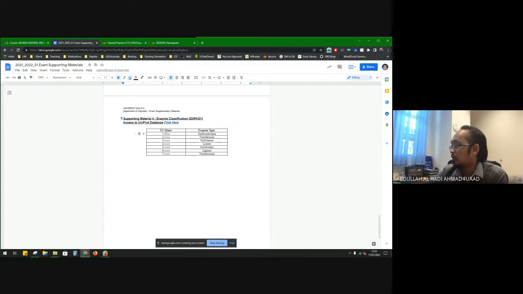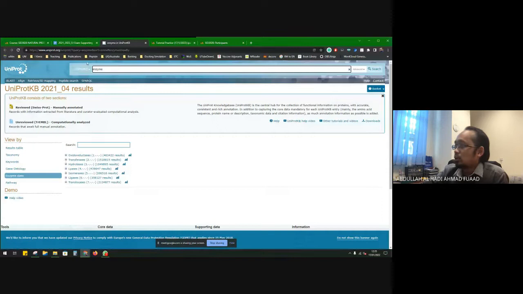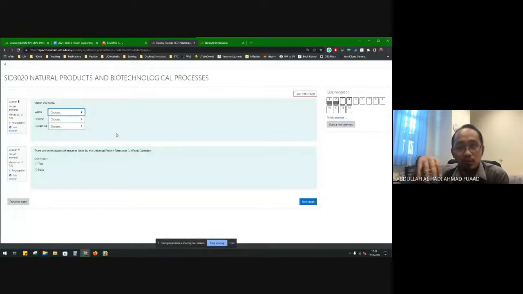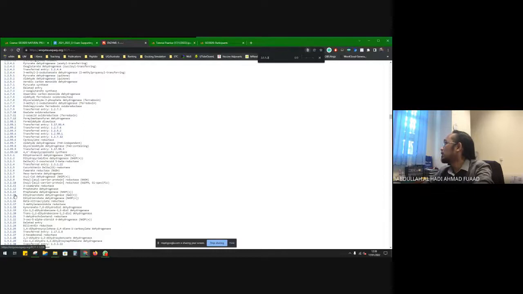At the same time, you should be able to have access to UniProt. I'm not sure, I haven't tried this yet. This is where you can go and try to identify the exact enzyme. For example, the previous question where we have 3.1.1.3. So you can go here and find 3.1.1. I've opened the wrong one. So it's under subheading 3.